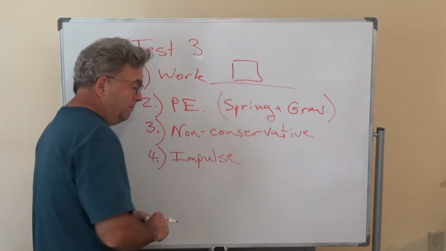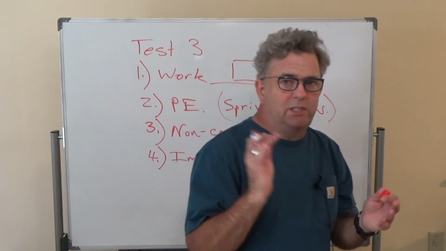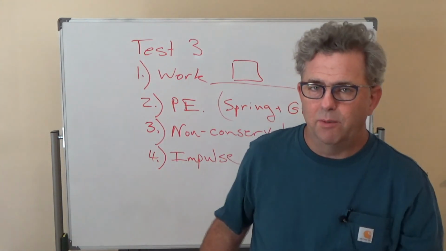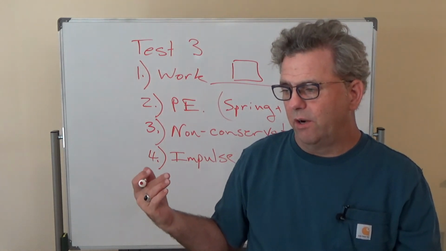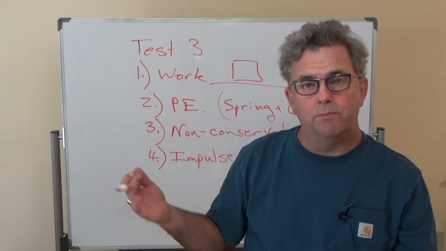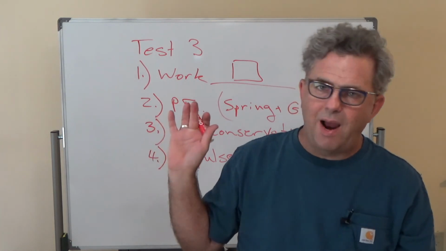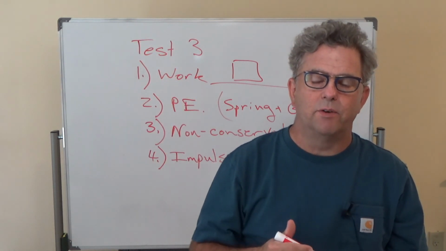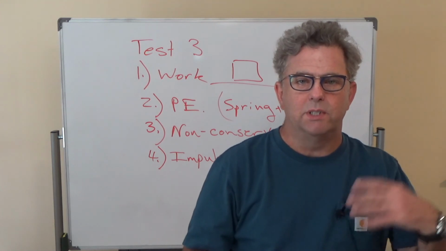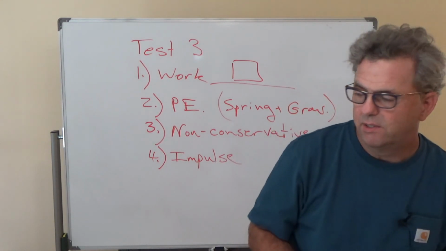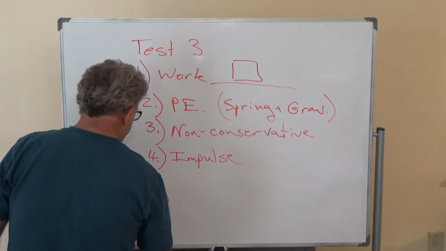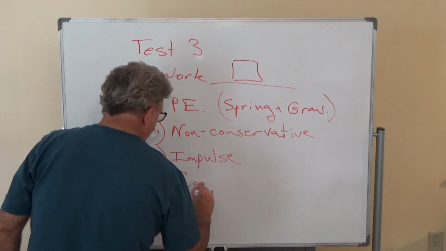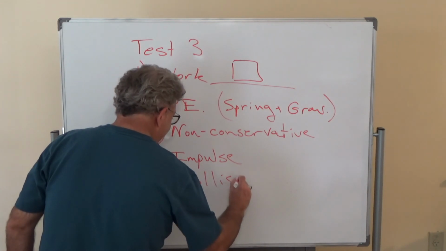Okay. Number 4, I'll give you an impulse problem. An object impacts something. What's the impulse? Or it's hit by a tennis racket. It comes in at a particular momentum. It's hit by the racket, goes off at a different momentum. What's the impulse? What's the average force? This kind of thing.